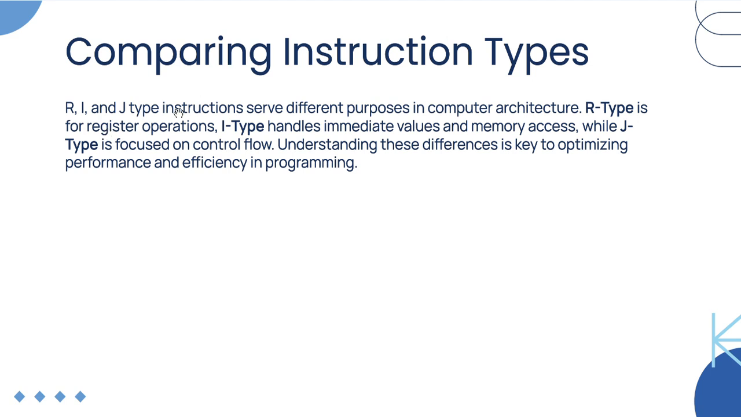Comparing R-type, I-type and J-type instructions, they have different purposes in computer architecture. R-type is for register operations, I-type handles immediate values and memory access, while J-type focuses only on control flow. Understanding these differences is key for optimizing performance and efficiency in programming.